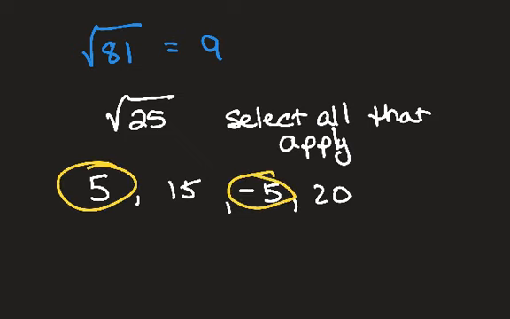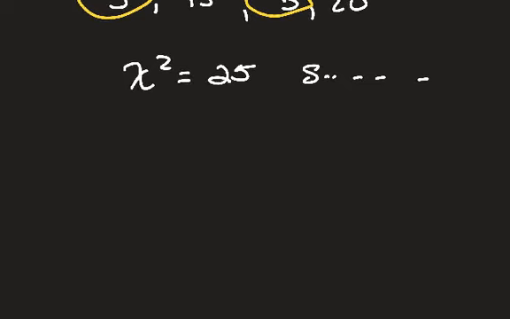A lot of times they will do it looking like this. X squared equals 25. Select all that apply. Okay? But just know that there are always two solutions to a square root, but typically you want to give the principal root. Okay? And then when there's an x involved, we typically have two answers, because they're asking for all possible solutions.